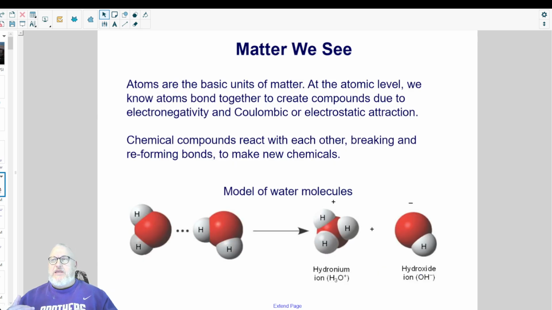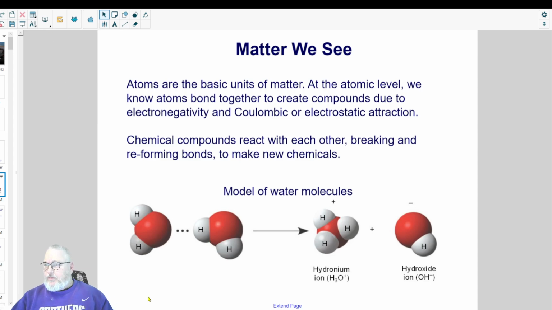So when we see matter, we know that atoms are those small particles that are the basic units of stuff or matter. That's another name for matter, stuff. When we go to the nanoscale, atoms bond together and create compounds due to Coulomb's law, electrostatic attractions, and electronegativity. These chemical compounds will also react with each other, breaking and reforming bonds to make new chemical compounds.